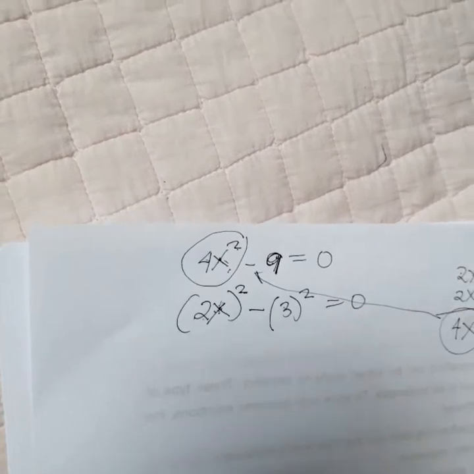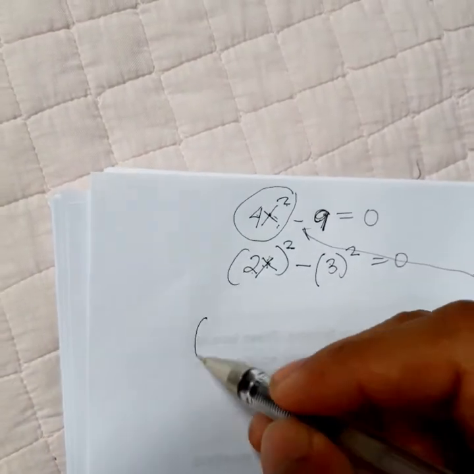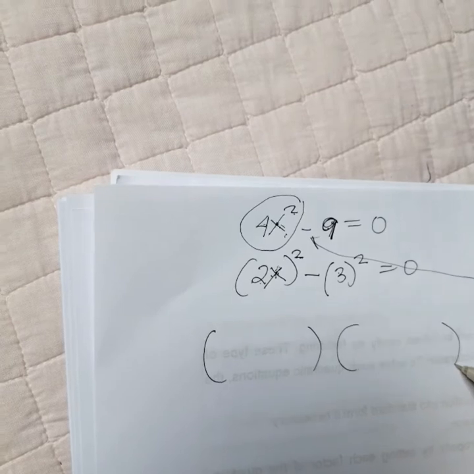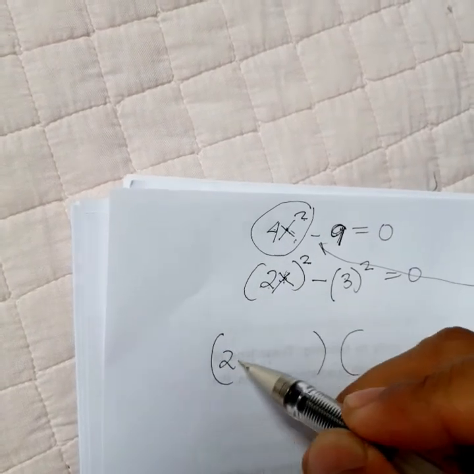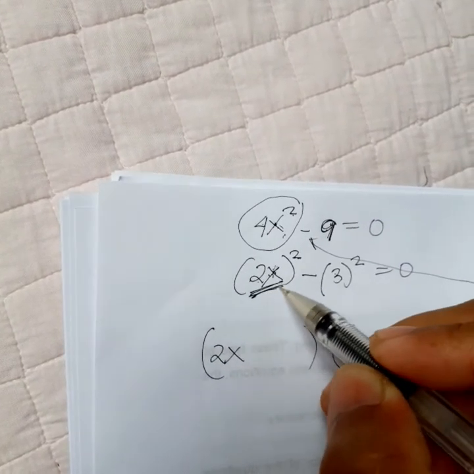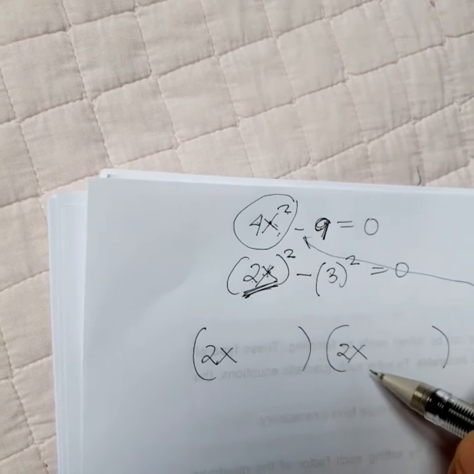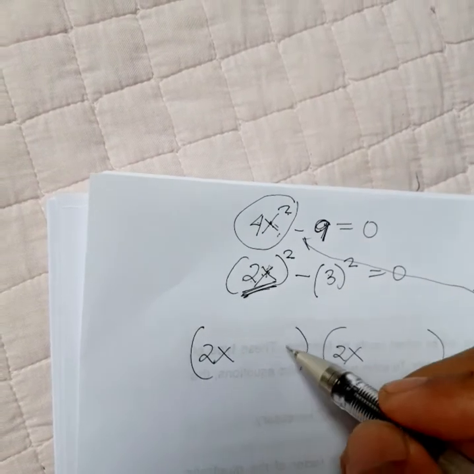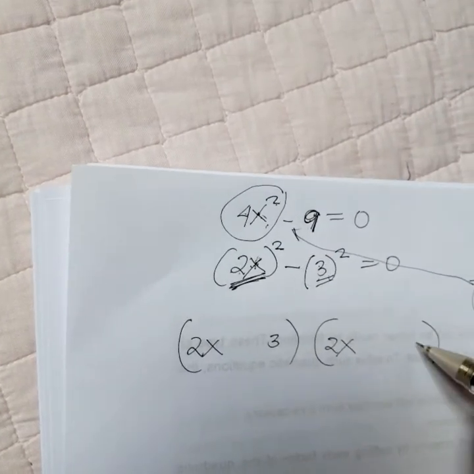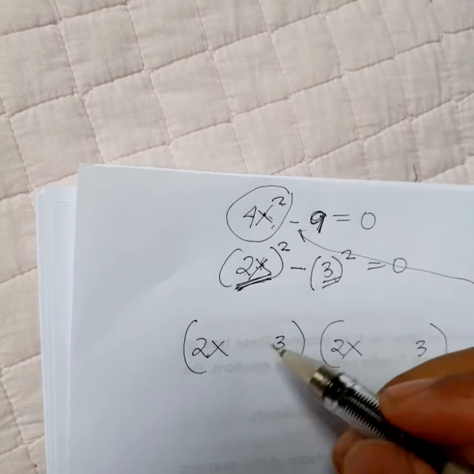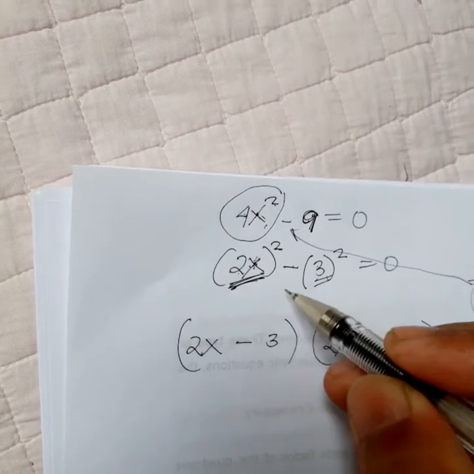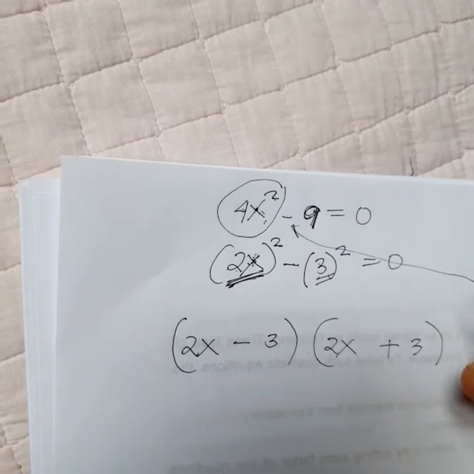Then continue. So we have to factor this one. Simply copy 2x, the one inside the parenthesis. Then copy 3. Then negative, and the other one positive. We have to switch the signs.